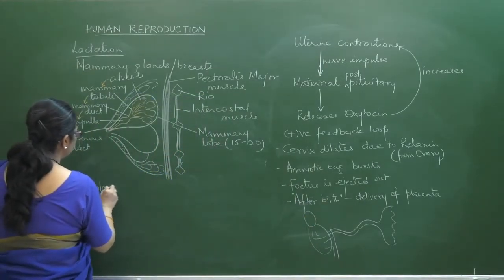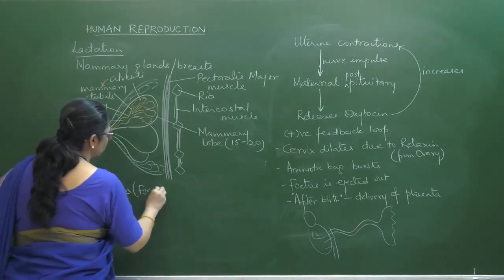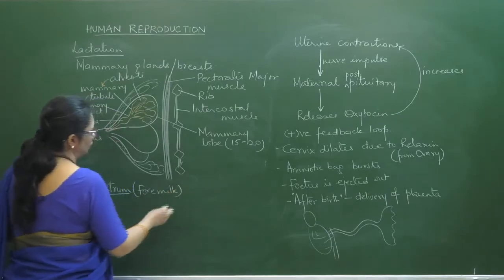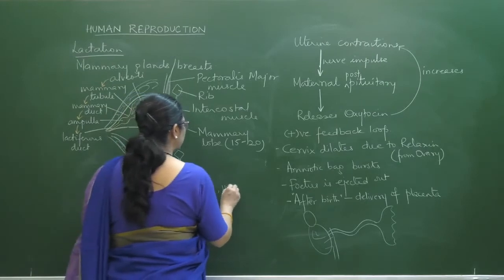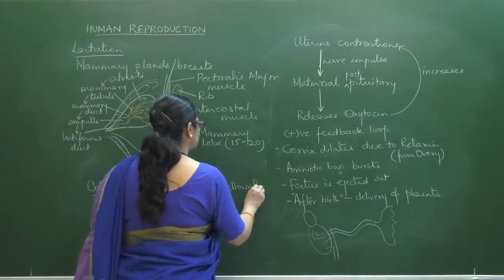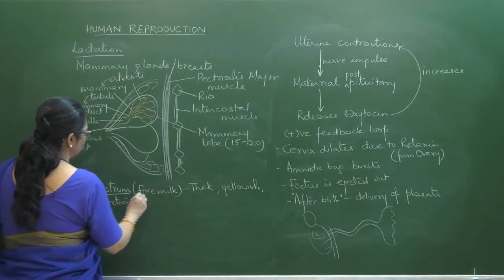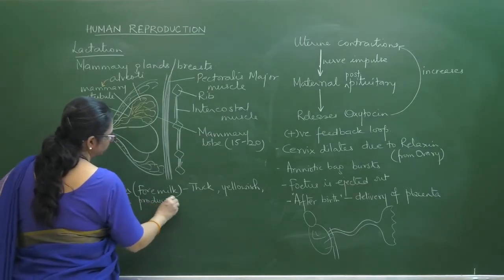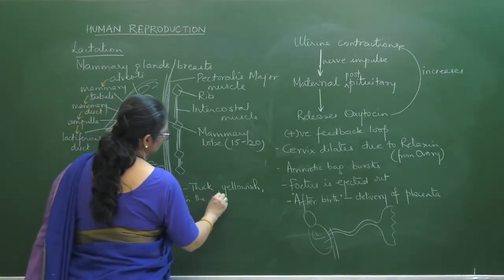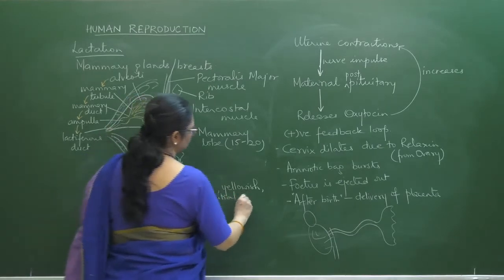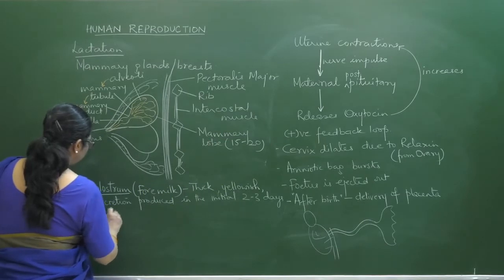So colostrum, let us mention first of all, colostrum, that is foremilk. So this is a thick, yellowish secretion produced in the initial 2-3 days after childbirth.